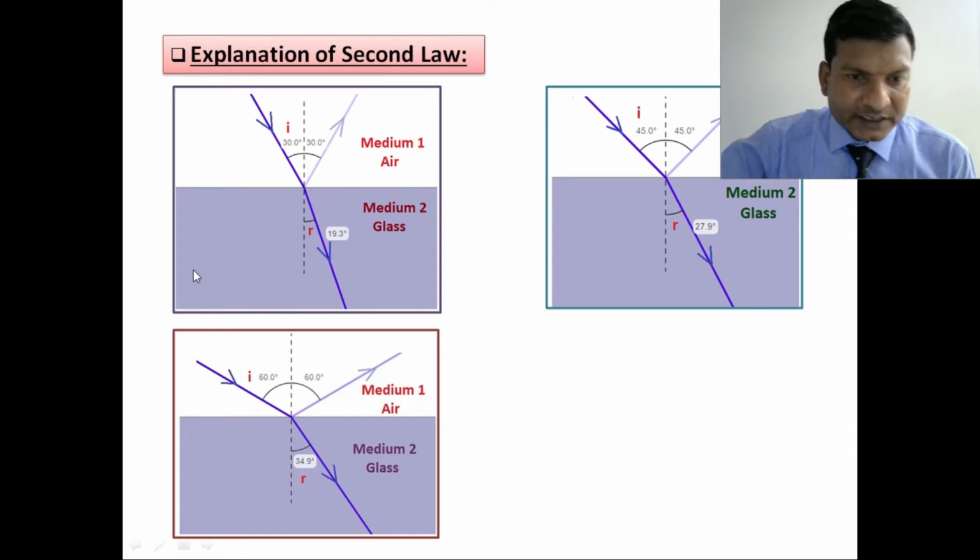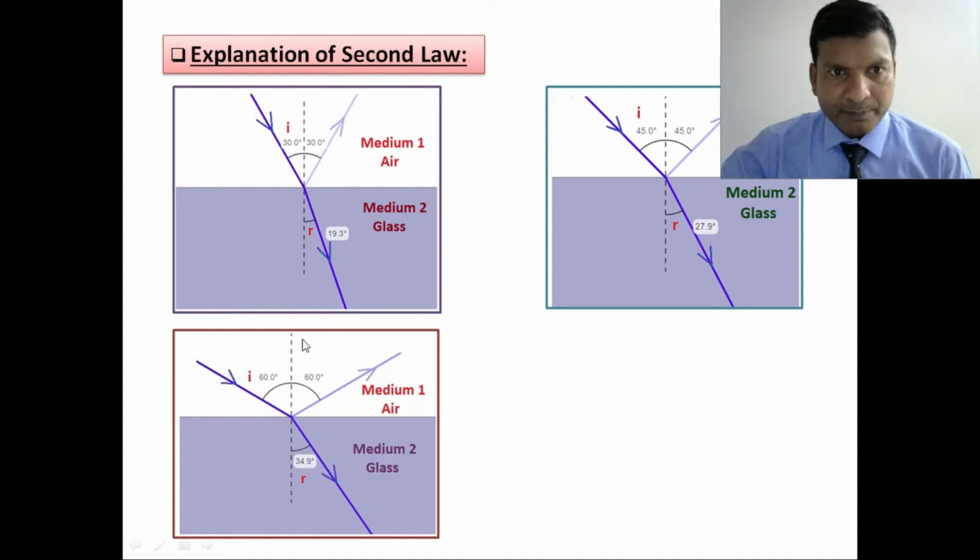The angle of incidence, see over there, this is the angle of incidence, that is 60 degrees, and this is the angle of refraction, that is 34.9 degrees, which is shown over there. And this is your medium 1, the same medium, that is air, and that is medium 2, glass. Here I have changed the angle of incidence and angle of refraction. Now see, compare in all these three diagrams. What are you seeing? The angle of incidence is changed, and due to that the angle of refraction is also changed.